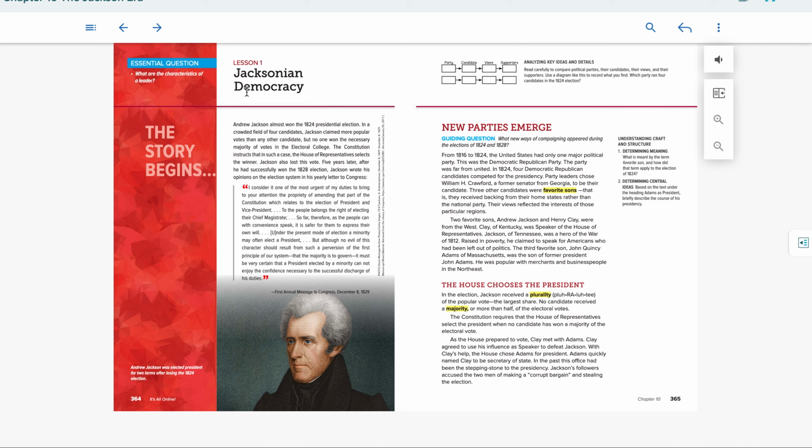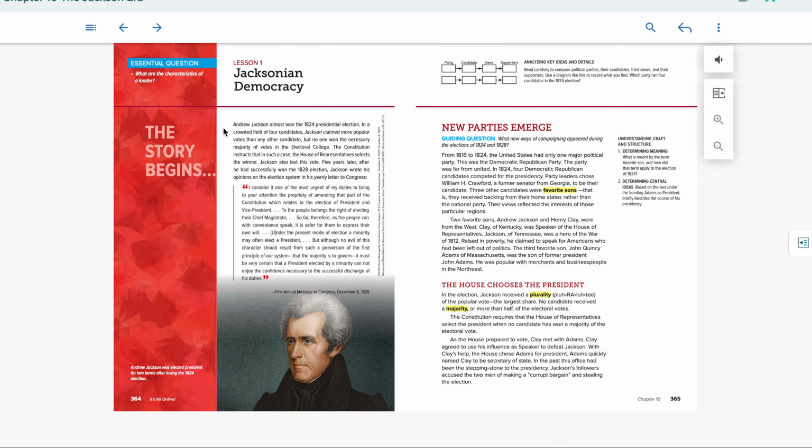So Jacksonian democracy. Go ahead and pause the video, take a moment, do THIEVES really briefly. You don't have to write down. You're just looking through the pages. So pause the video, and go ahead and look that over. If you go ahead and pause the video, you're ready to read through Lesson 1 of Jacksonian Democracy. So, Chapter 10, Lesson 1, Jacksonian Democracy.